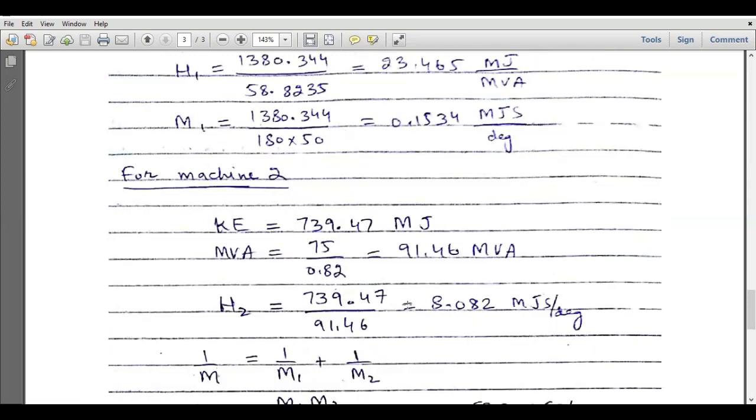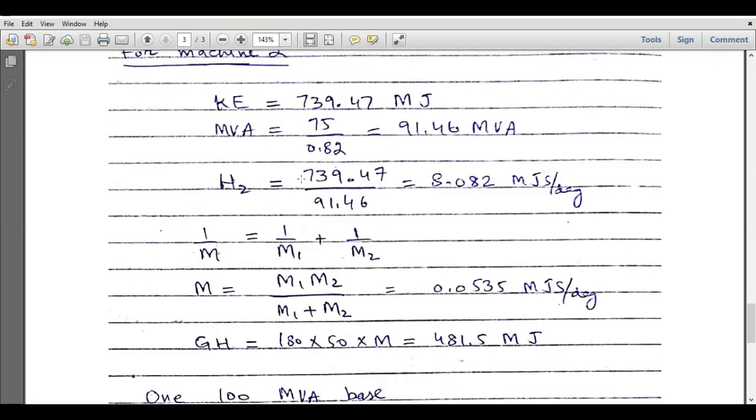For the second machine, we can do the same operation, and the kinetic energy is equal to this. This is MVA rating, this is H2, which is inertia constant. Now the two generators are connected in parallel with the same transmission line. So for the parallel connected machines, the angular momentum will be evaluated using this expression. So the reciprocals of the angular momentum will be added.